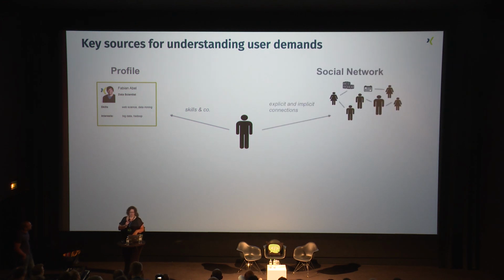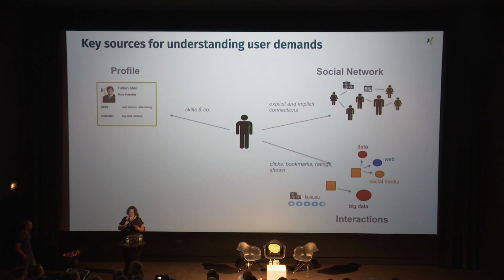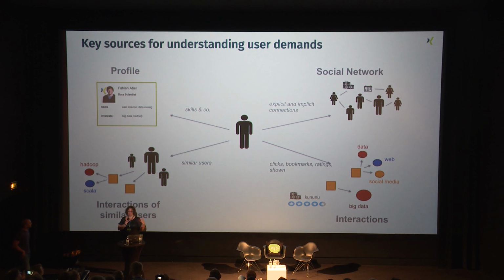On the other hand, we also know who the user is connected to and how these contacts are again interconnected. We also know the interactions of the users, so we know on which job postings did they click, which job postings did they bookmark, which job postings did we actually show to the user but they just ignored. And finally, we can figure out who are similar users, for example, users with similar skills in the same job role, and what are the interactions of these users.